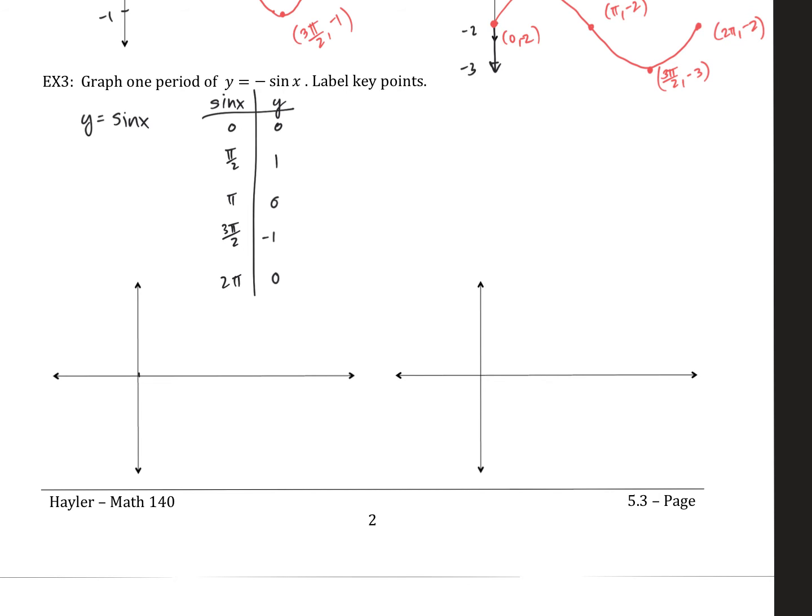And plotting our points. So 0, pi, 2 pi, 3 pi over 2, and pi over 2. So I go ahead and graph the parent function. Check back in with me in a second. Alright, so I went ahead and graphed the parent function of y equals sine x, and now let's go ahead and figure out what the transformation is.